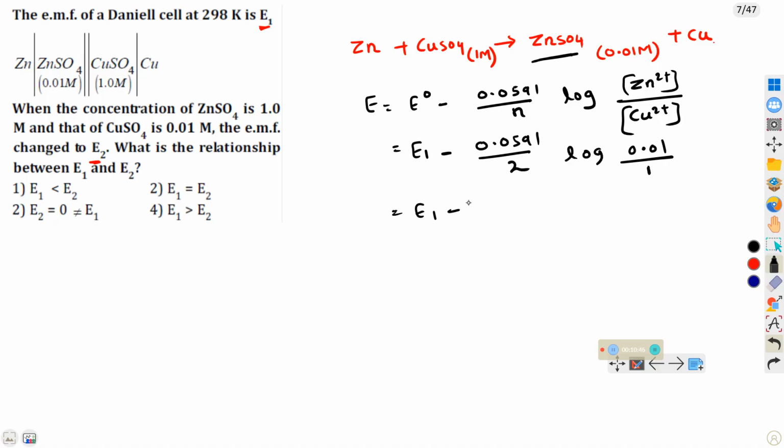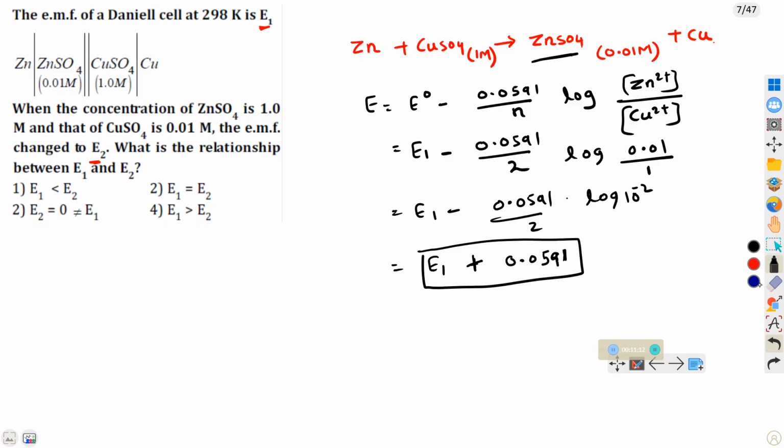Simplify. E1 minus 0.0591 by 2 log of 10 power minus 2. Minus into minus is plus. E1 plus 0.0591, you will get minus 2 log 10, the 2 cancels.